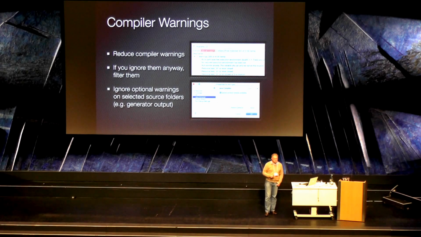This can be easily done for whole folders, for whole source folders. And in the project properties, you can set to ignore any optional warning. So this solves many of those. Especially if you work with code generation. The code generator might produce code that has warnings inside. And then it's quite useful to use this.